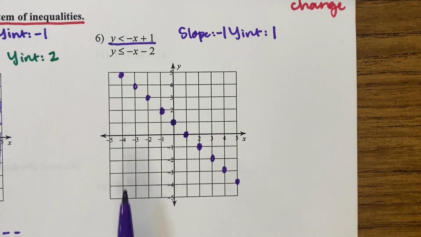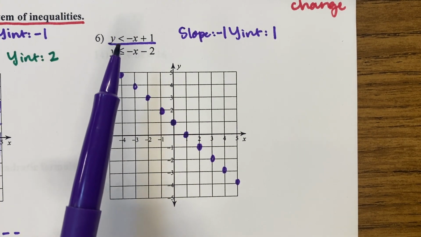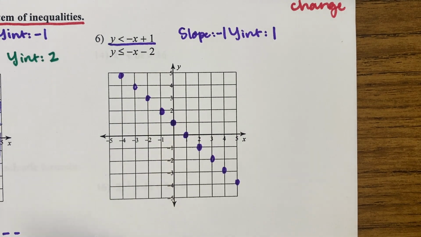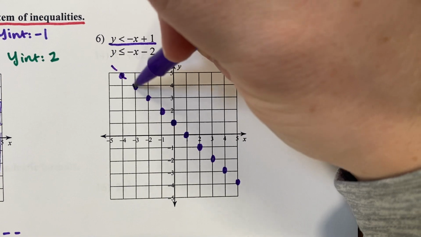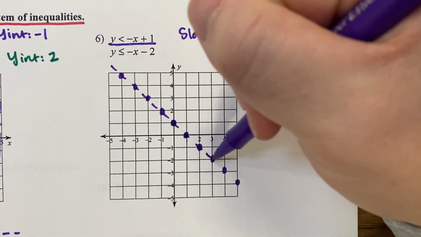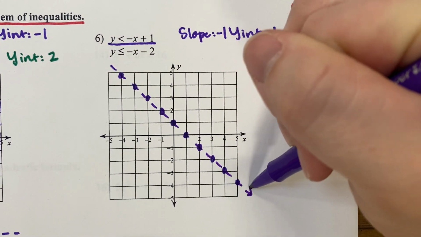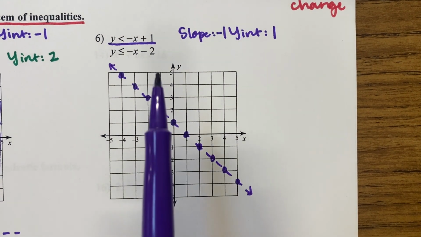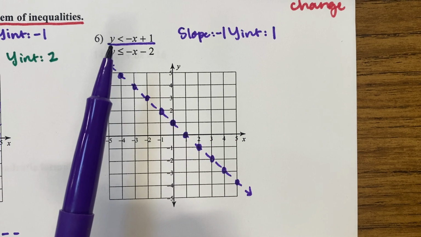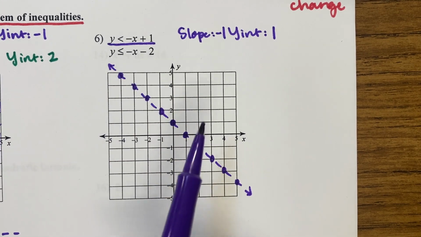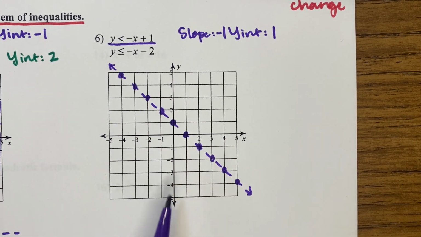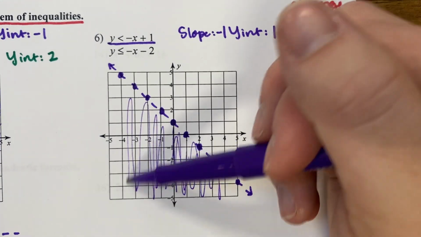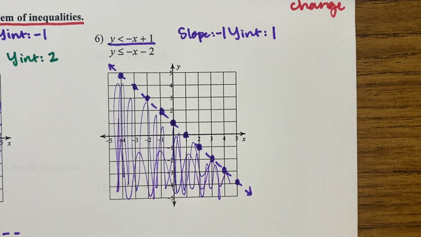Now, what are we going to connect these guys with? A dotted or a solid line? Because there's no line underneath, it's going to be a dotted line. So we connect it with a dotted line, arrows at the end. And now we need to decide where we're going to shade. This is saying y is less than. So we need to shade where the y's are getting less, which would be down. So for my purple guy, it shaded everything down.